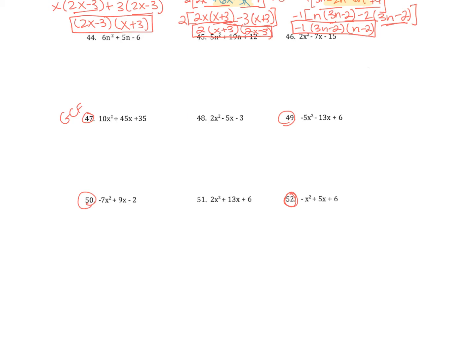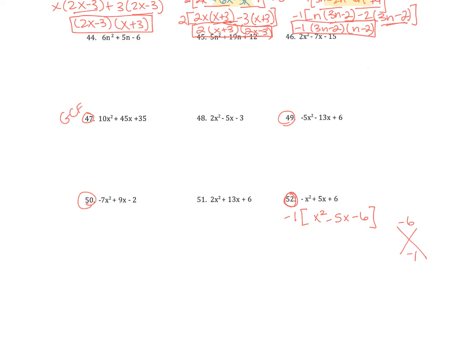So first of all, there's a negative out in front. So let's factor out my negative. So my -1 leaves me positive x squared. All my signs are flipping when I divide by -1. Minus 5x minus 6. So I'm going to now create my diamond. And on top I have a -6. And on the bottom I have a -1.